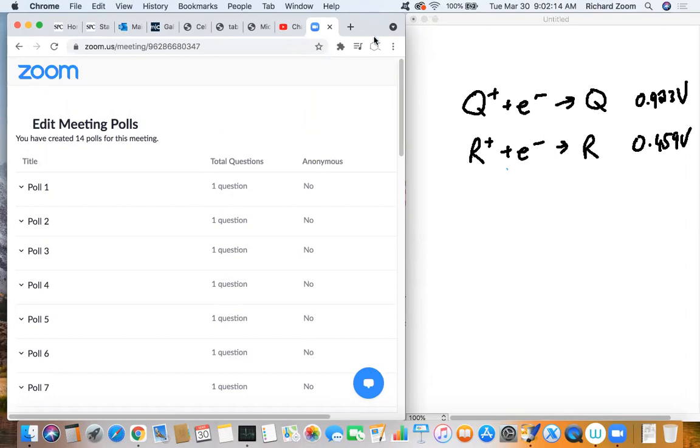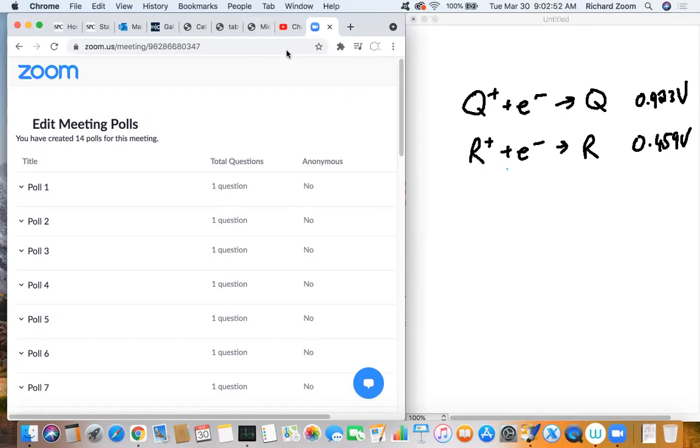So what do you think? Which one is the oxidation? Is it the first reaction or the second reaction? In other words, which one do you flip? They're both reductions right now. Which one becomes the oxidation? Let's see. I'll give you 5 more seconds. 4, 3, 2, 1. Okay. Looks like everybody's up. And there we go. We have a 50-50 here. The second one is the answer.